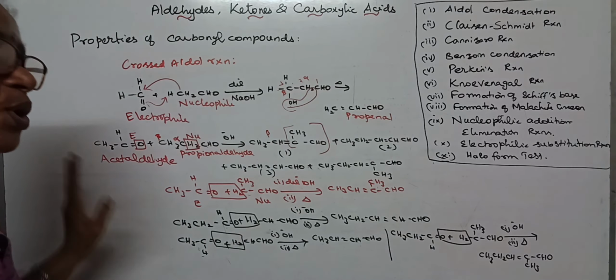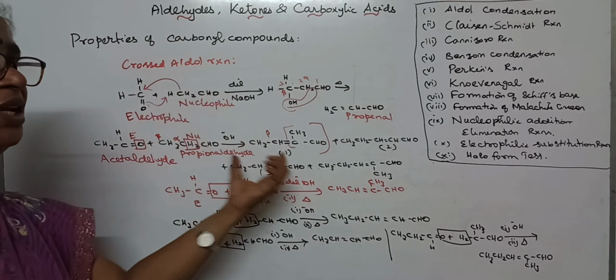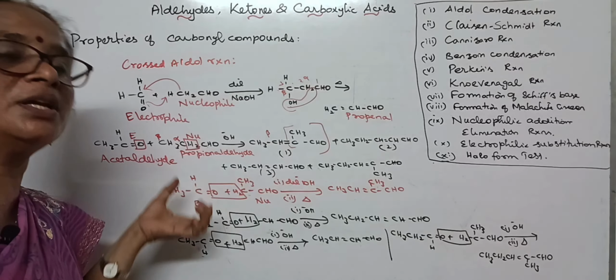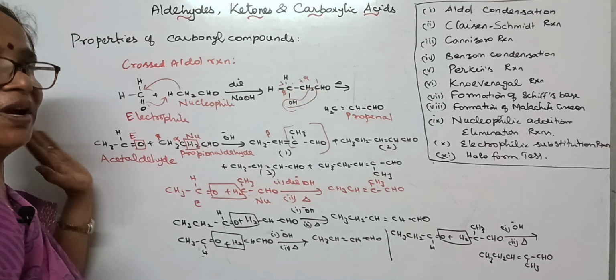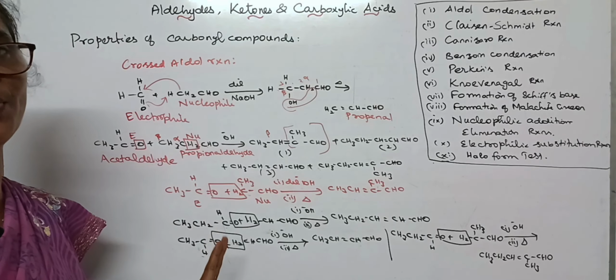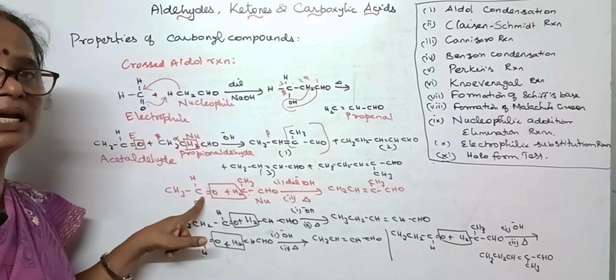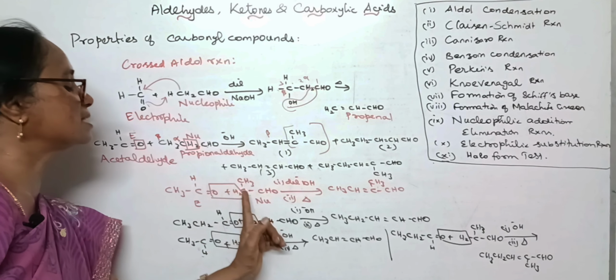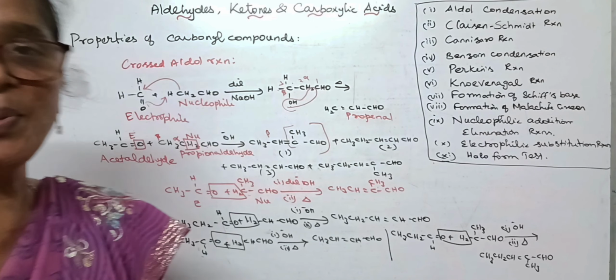First thing, you have to fix which is nucleophile and which is electrophile. From the nucleophile, the alpha carbon, you have to remove 2 hydrogen atoms. And from the electrophile, you have to remove only the carbonyl oxygen. When you remove the carbonyl oxygen, you can retain that double bond. So this double bond is added with the rest of the molecule, and you are getting the respective products.